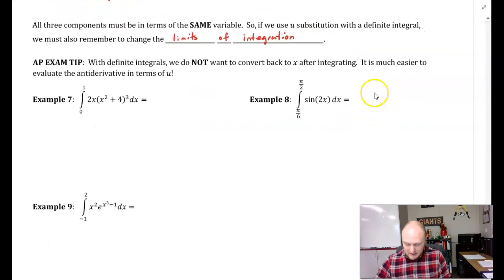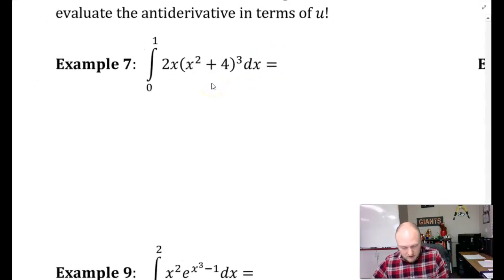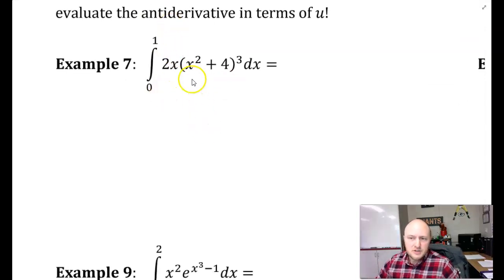AP exam tip: with definite integrals, do not convert back to x. It's just much easier to evaluate the antiderivative in terms of u. Example number 7, here it is. Integrate from 0 to 1, 2x times (x squared plus 4) to the power of 3 dx.